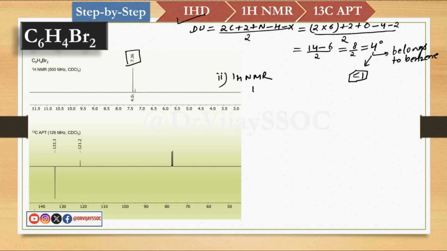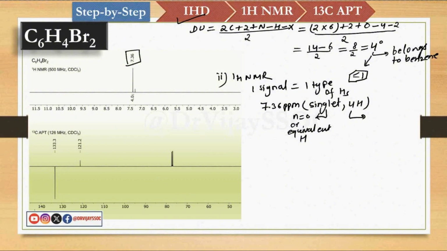It has one signal, which means that it has only one type of proton or hydrogens, and the signal at 7.36 ppm is a singlet corresponding to the 4 hydrogens. So it means in the neighbor there is no hydrogen or only equivalent hydrogen, and these 4 hydrogens mean that the benzene ring is disubstituted, and it also indicates that this benzene ring has a plane of symmetry. Because it has only one signal, it means this compound has a plane of symmetry.